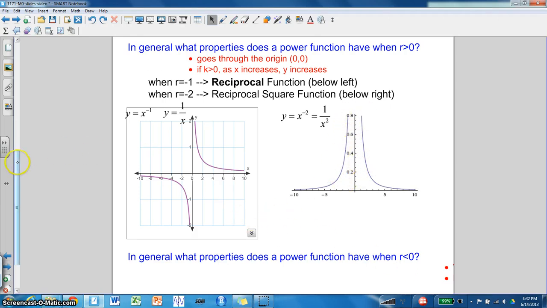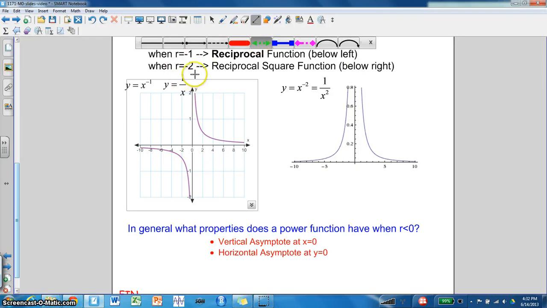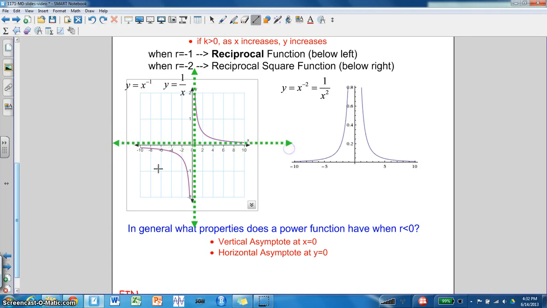So in general, if r is negative, we get two nice little properties. We actually get a vertical asymptote at 0. Just as a quick refresher, we'll see it in the next lecture, an asymptote essentially is a line that you get close to but never cross. Actually, I retract that statement. You can cross a horizontal asymptote, you can't cross a vertical asymptote. And so we have a vertical asymptote on the y-axis and a horizontal asymptote on the x-axis.